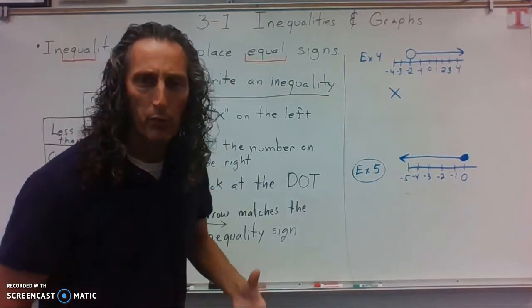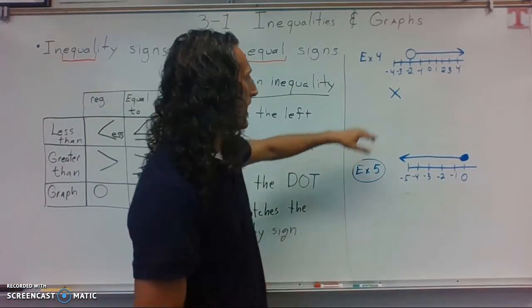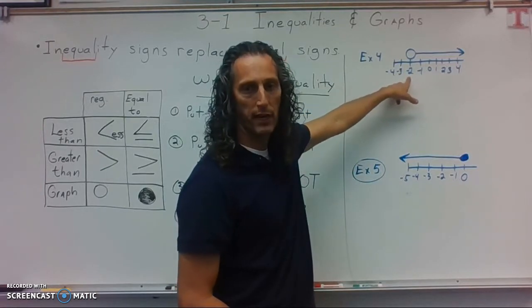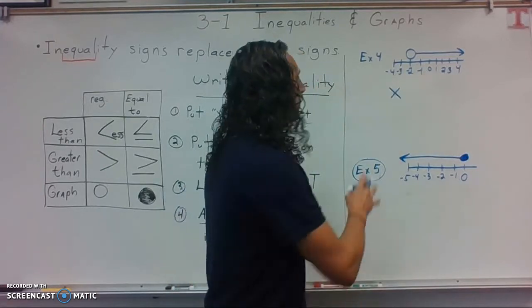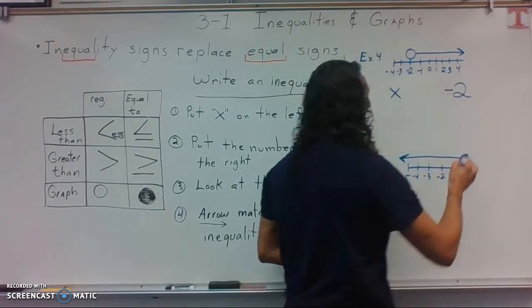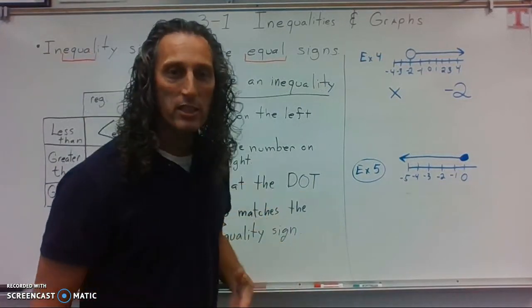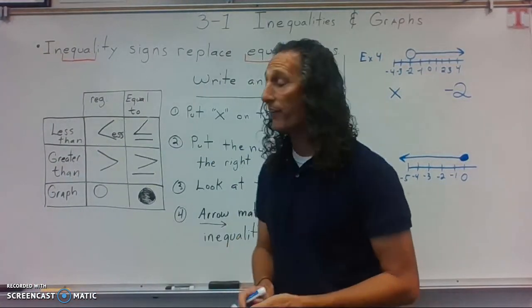Which number? The number directly under the dot. So what's under the dot? This is a -2, if you can't read that, but it's a -2. Put that on the right-hand side. So there's the -2. That's all I did, right? Step 3, look at the dot. Now what's the dot going to tell us? Well, that's why I left this graph up.